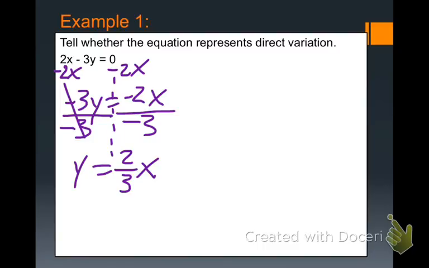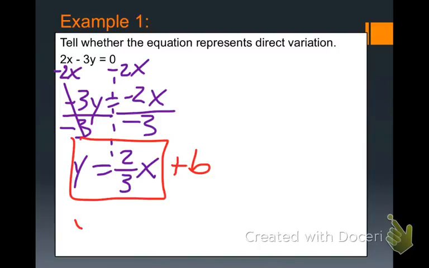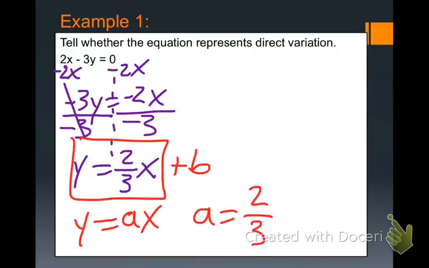Now you have to ask yourself, is that in the form y equals ax? Because there is no plus b here, yes, it is of the form y equals ax, where a is equal to 2/3. So we would say our constant of variation is positive 2/3.